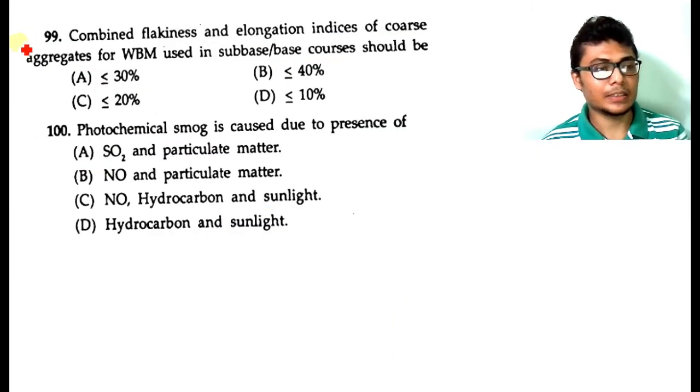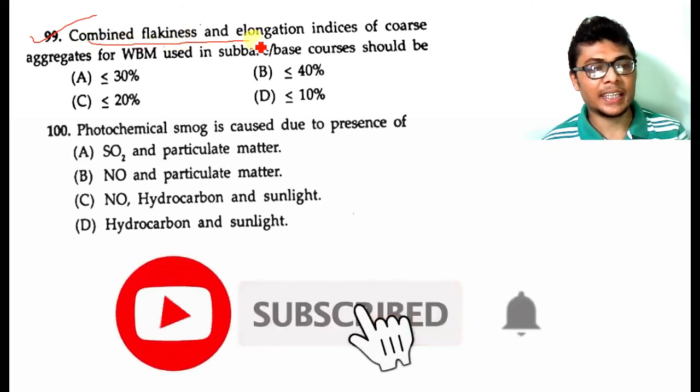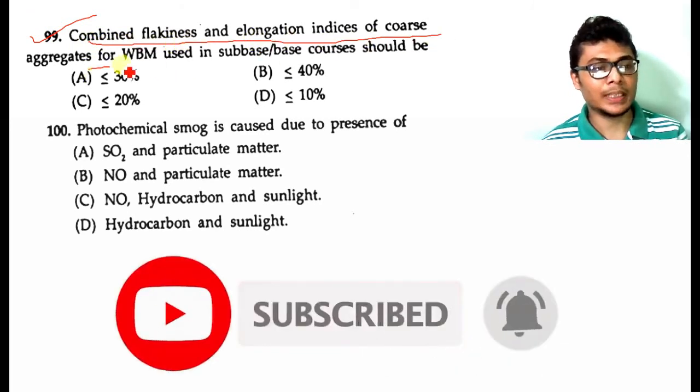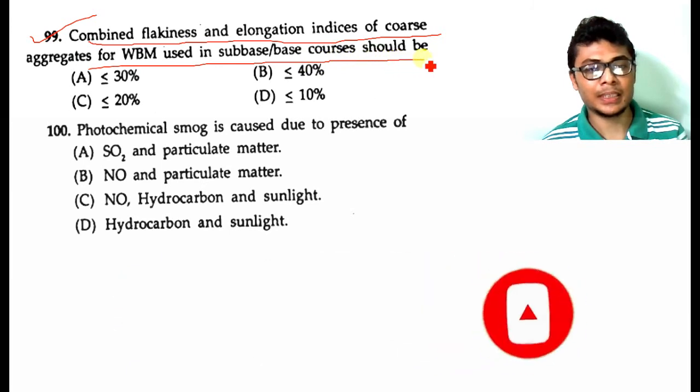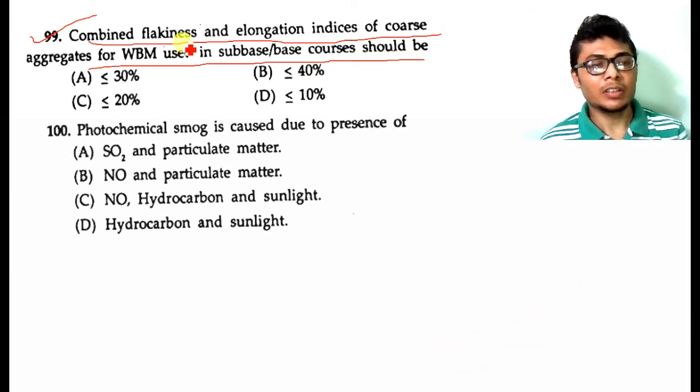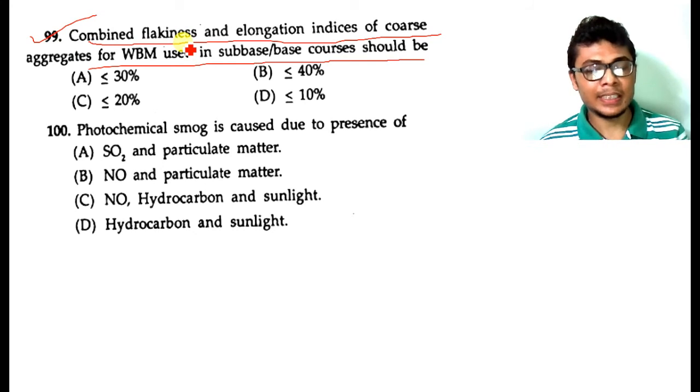My next question is question number 99. The combined flakiness and elongation indices of coarse aggregate for WBM used in sub-base and base course should be? Note down, the combined flakiness and elongation index for WBM as well as WMM is always less than or equal to 30%. That means the maximum permissible value is 30%. Therefore the value should be less than or equal to 30%. And this is the last question of this part as well as of the 2014 question paper.